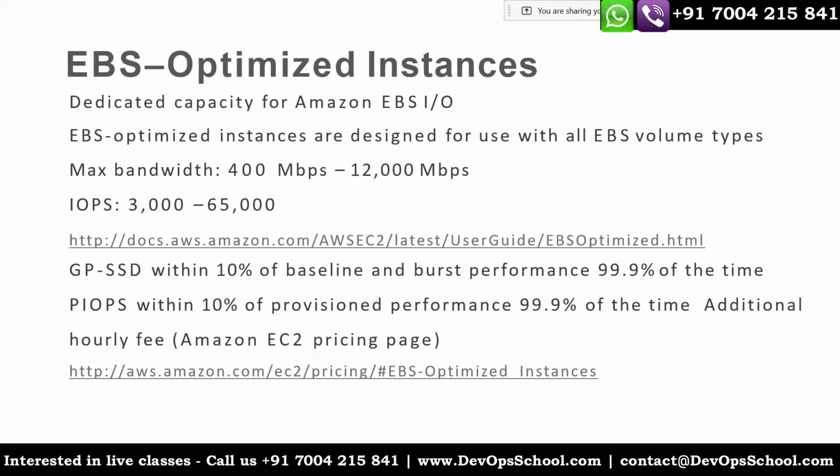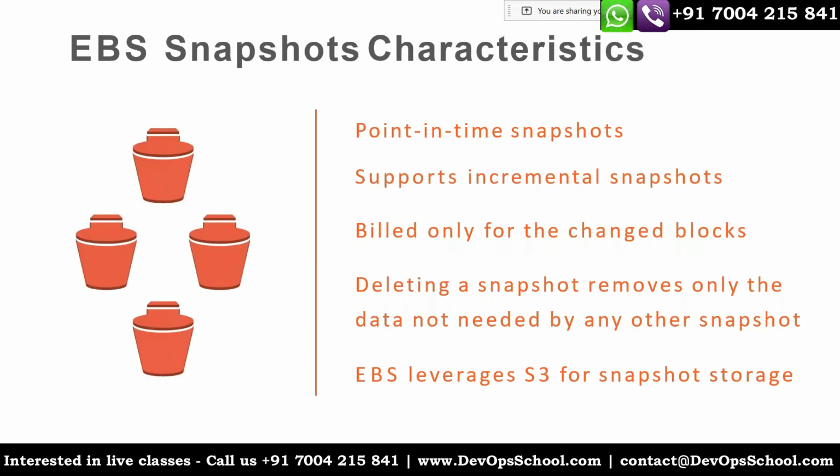And GP SSD delivers within 10% of baseline and burst performance 99.9% of the time. PIOPS delivers within 10% of provisioned performance 99.9% of the time, and additional pricing is applied on this. So if you go for the EBS optimized, you'll have to pay a little bit more.